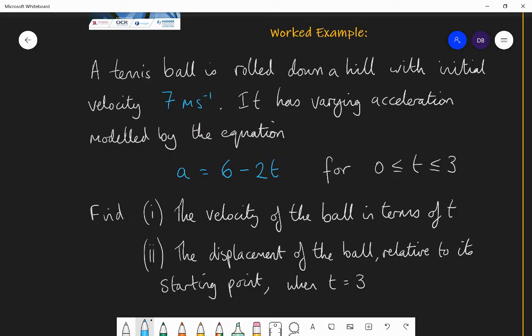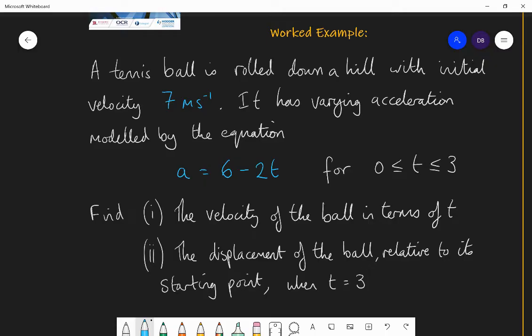Okay, so if we wanted to know the acceleration at the start of the journey down the hill, we would substitute t as 0 in there and we would have the acceleration as 6. But 1 second later, the acceleration would be 6 minus 2 lots of 1, which would be 4. So the acceleration is changing. We want to find the velocity of the ball in terms of t.